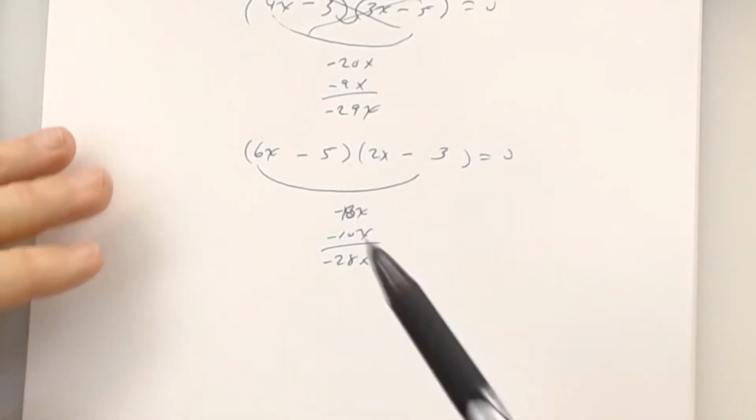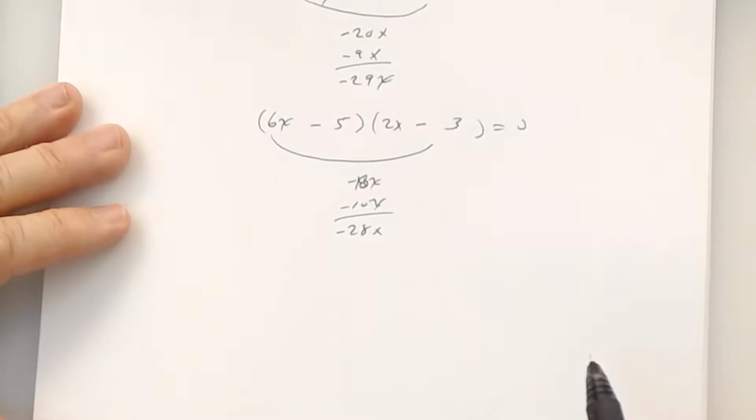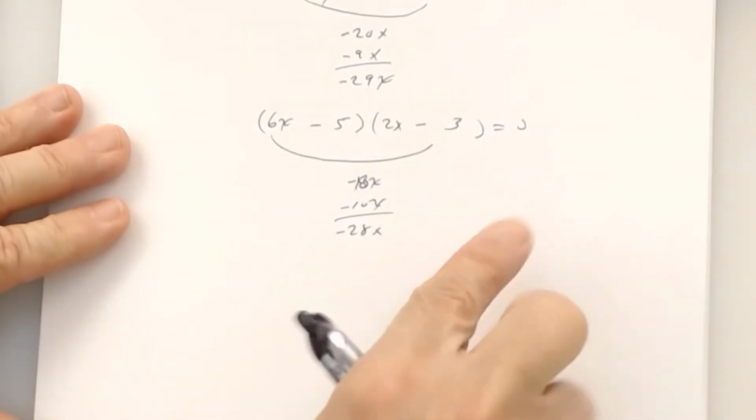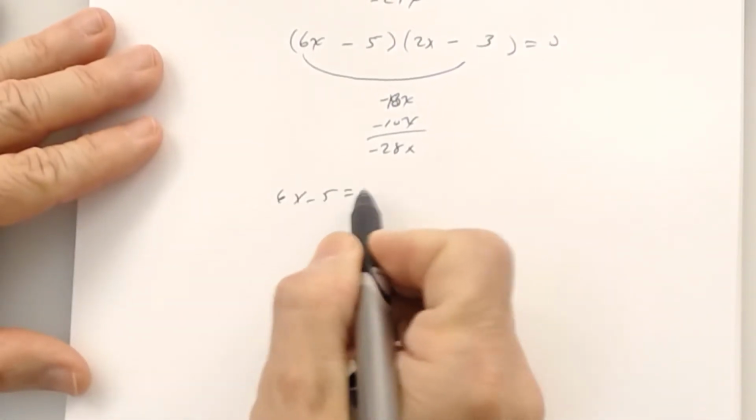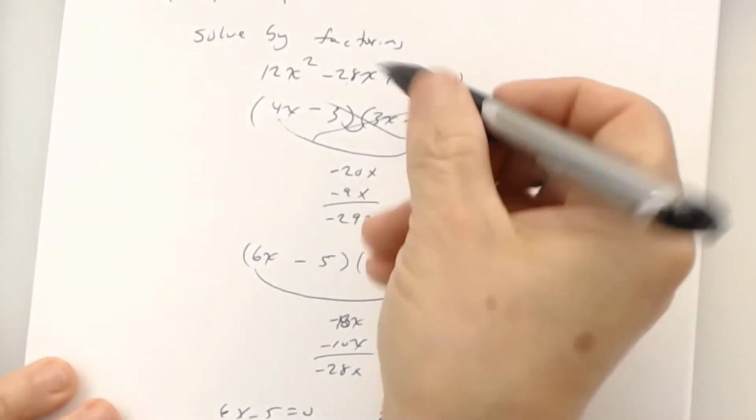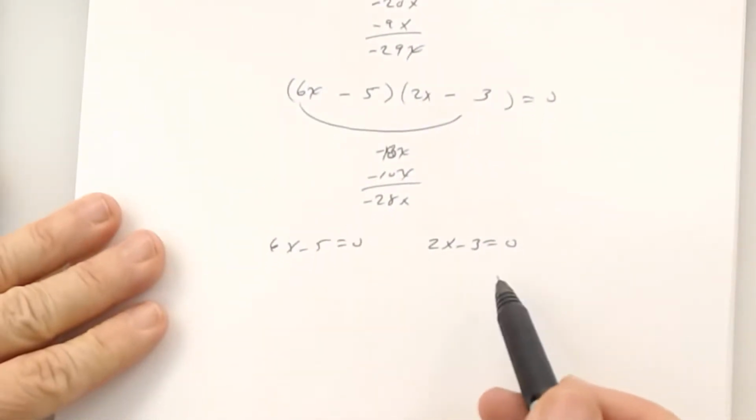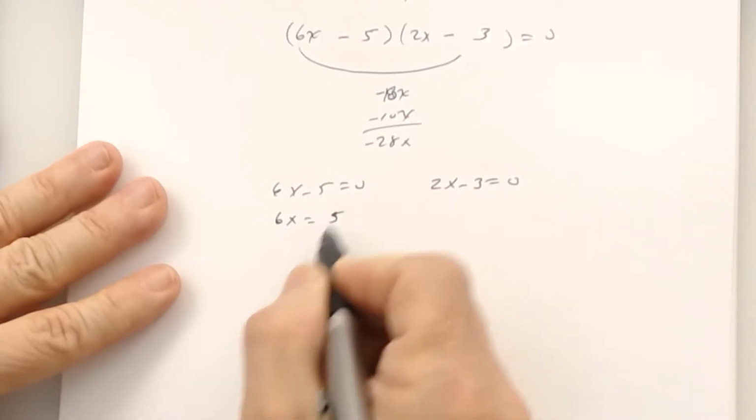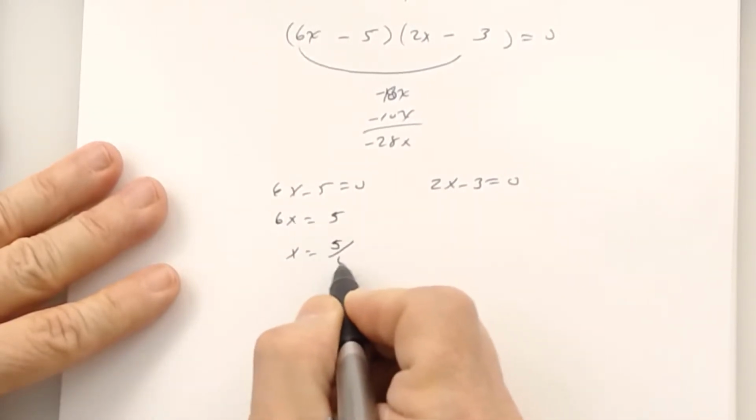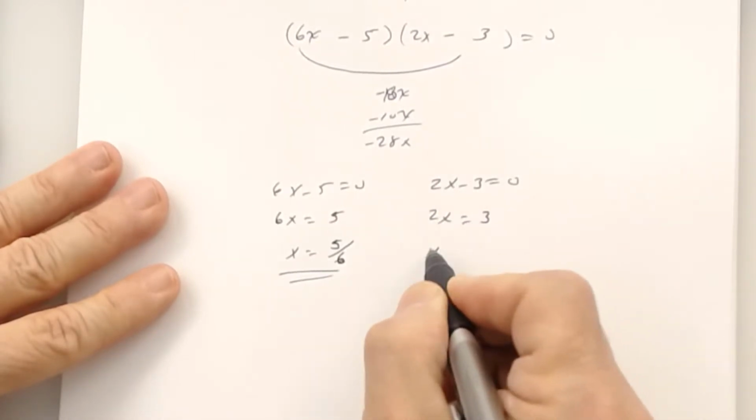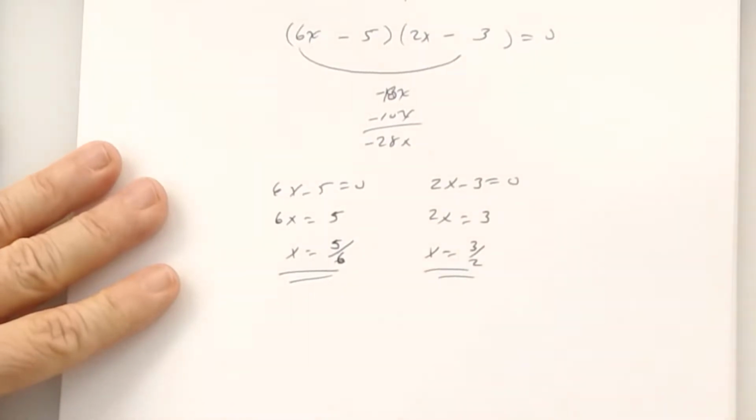All right, now what's the next step? What property did I use next? The zero factor property. So remember, if you have two factors whose product is 0, then one of them better be 0. So you said 6x minus 5 equals 0, and what's the other one? Yeah. And notice I went from a quadratic equation to two linear equations. So 6x equals 5, so what's x? 5 over 6, there's one of your solutions. Over here, 2x equals 3, so what's x? 3 over 2. So those are your solutions.